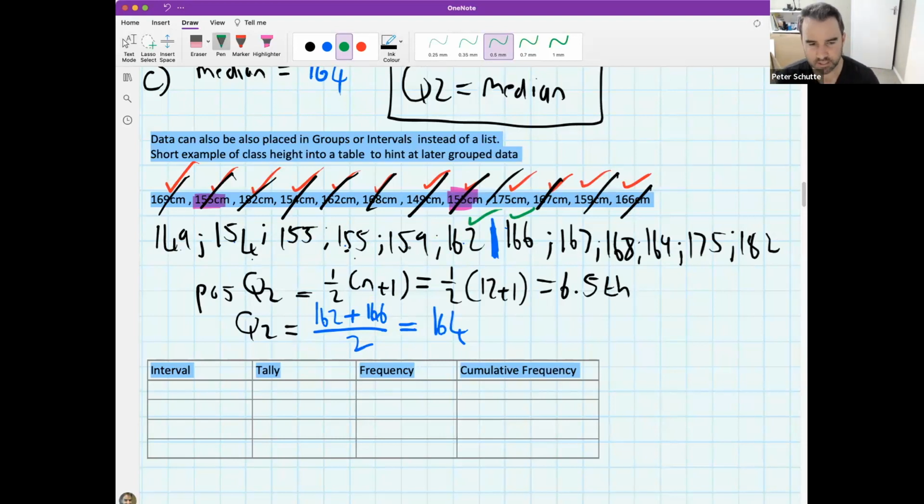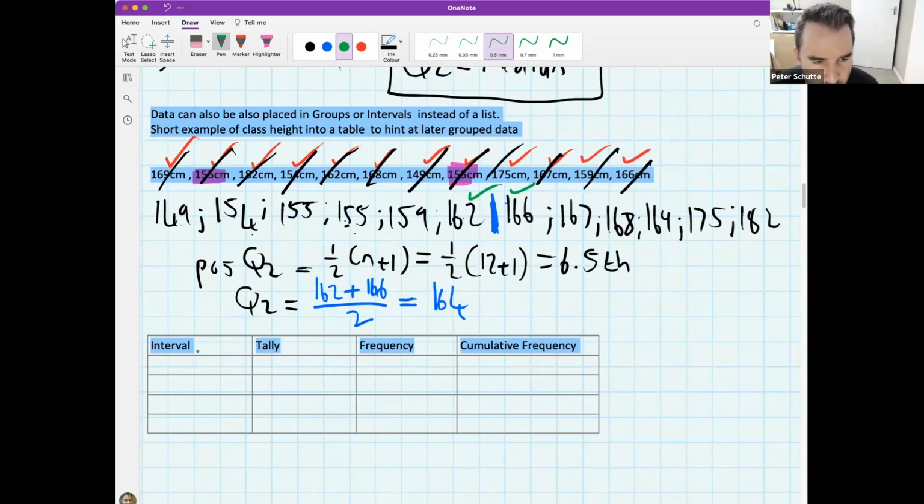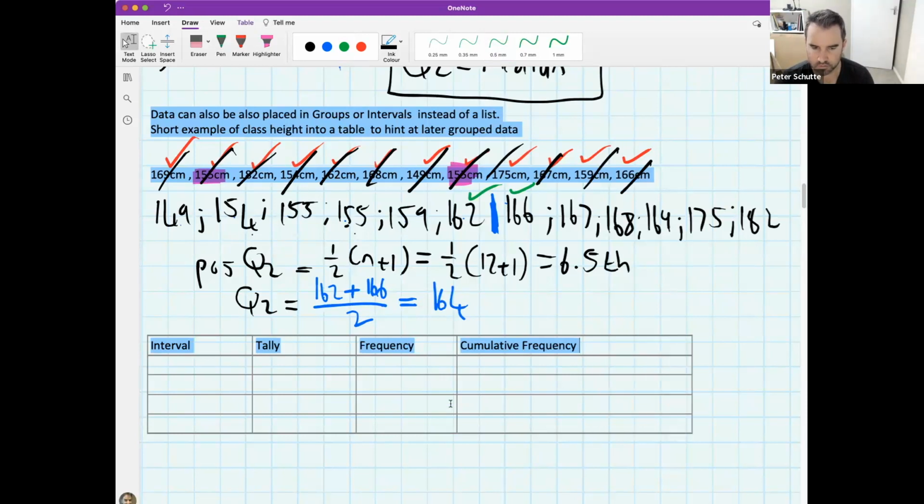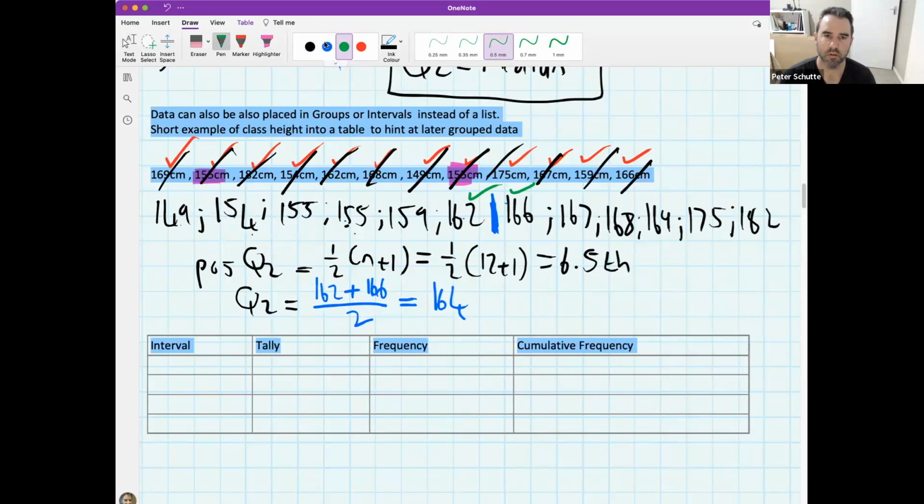Okay, now, the second big thing we do in this session is we group the data into intervals. So instead of thinking about this as a list of data, we put the data into a table. What do you think would be good intervals for this set of data that I've just shown you of heights? What would be a good set of intervals to put them into? Who has some ideas? If you wanted to summarize this data, what intervals would you use?